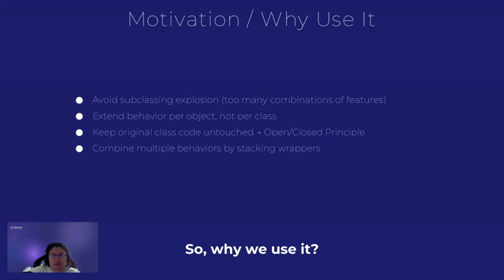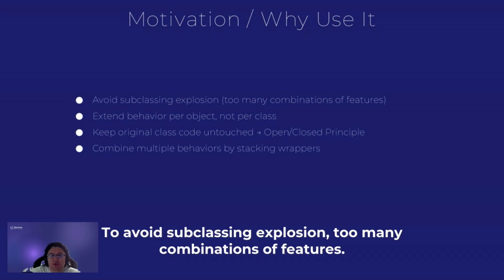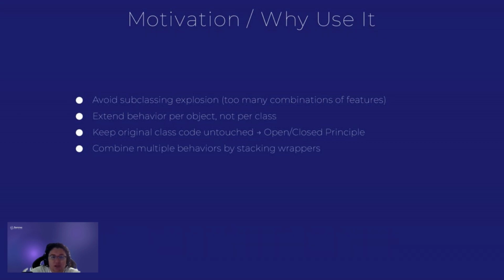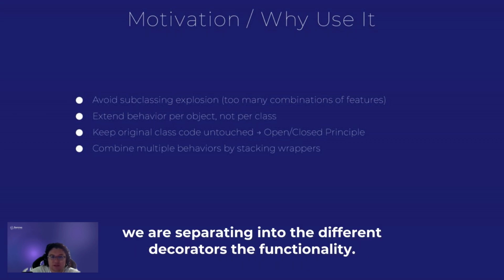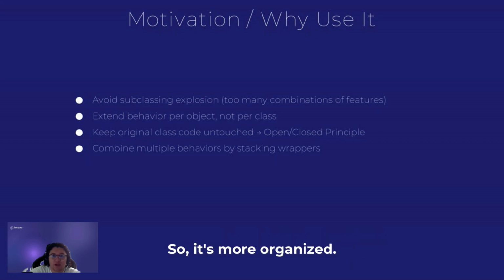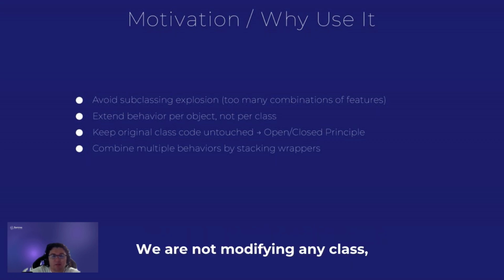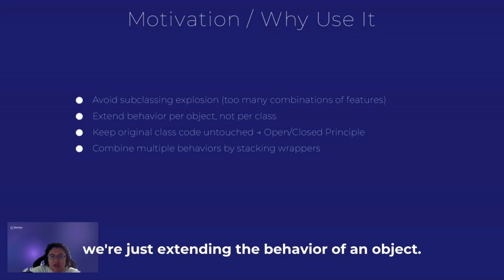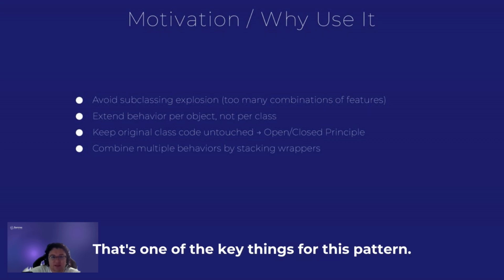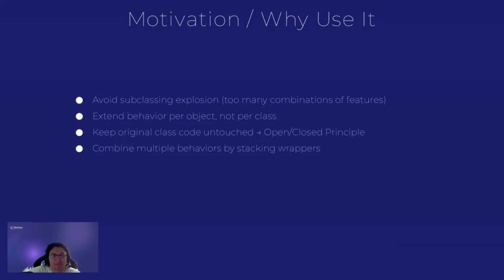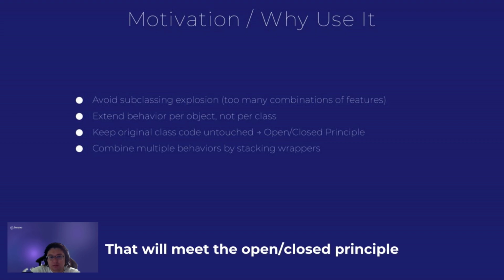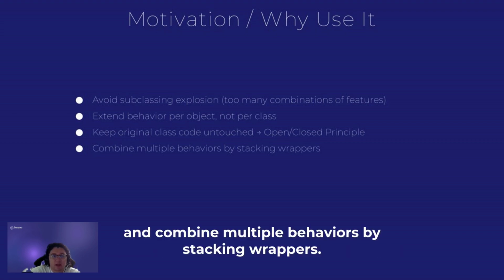So why do we use it? To avoid subclass explosion, too many combinations of features. As you can see, we are fragmenting all the code. We are separating the functionality into the different decorators, so it's more organized. To extend the behavior per object, not per class. We are not modifying any class. We are just extending the behavior of an object. That's one of the key things of this pattern. To keep the original class code untouched, basically what I mentioned, that will meet the open-closed principle, and to combine multiple behaviors by stacking wrappers.